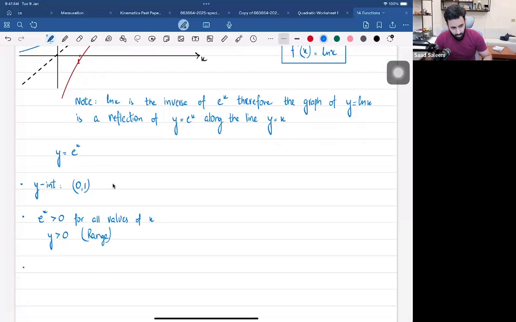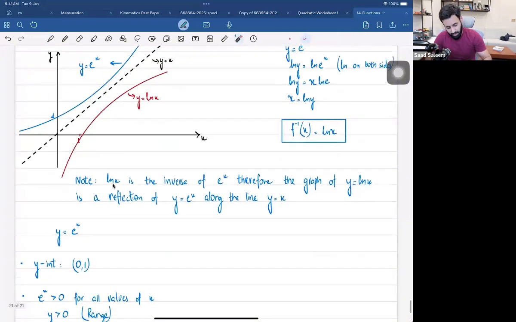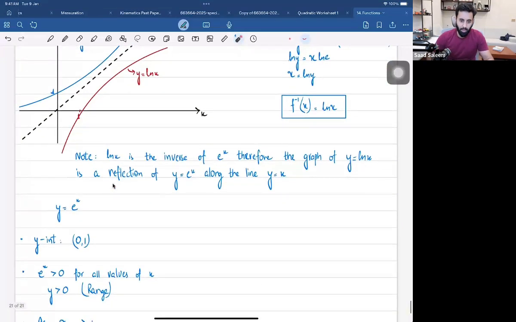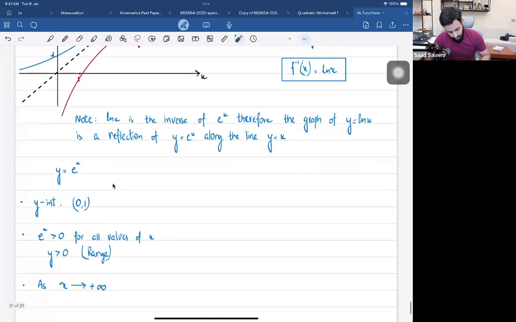Now, another important key point. As x approaches positive infinity, what happens to y? Y also approaches positive infinity. Basically, as x keeps on getting larger and larger, y also keeps getting larger and larger.